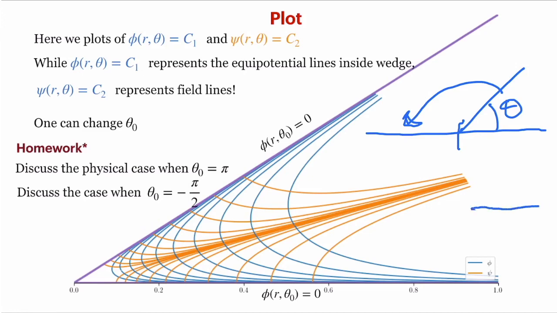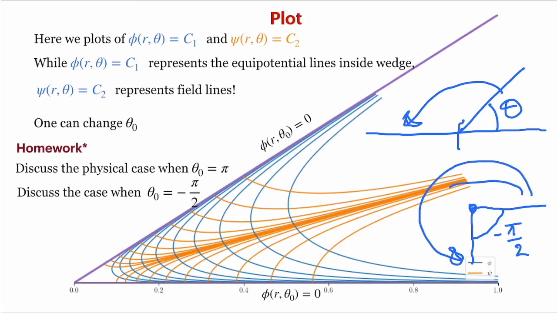You could take up another problem when theta naught is minus pi by 2. In this case, you have an interesting situation where there is a sharp edge, and you are going to study the field here. This is not the region of interest. This is just to show what the angle theta naught equal to minus pi by 2 looks like, but you have to study the field in this area.